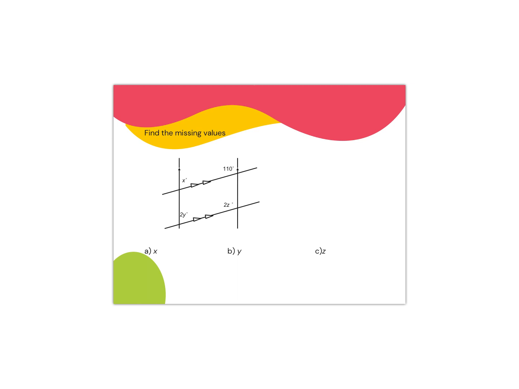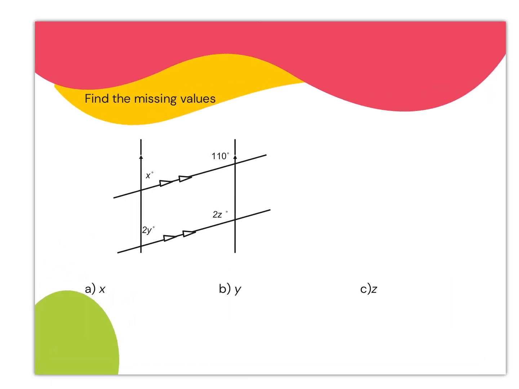Over here it says find the missing value, and again when I look, I basically have here, and this is where it gets a little bit complicated, is when we have multiple lines, multiple transversals. So if I'm going to really look at this, I have to start out picking, well, what two lines am I going to start with?